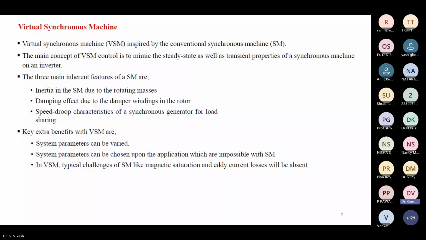These inverters should also act like a synchronous machine. It means they will also give some inertia. How does the inertia come in a synchronous machine? The rotor is running very fast, around 3000 RPM, so there is some inertia. But in the case of inverters, there is no rotating part. There is no rotor, so there is no inertia.